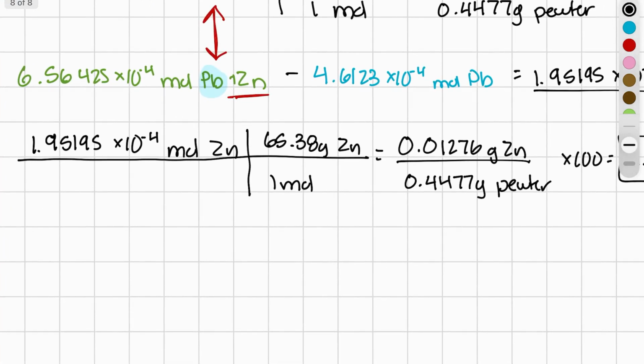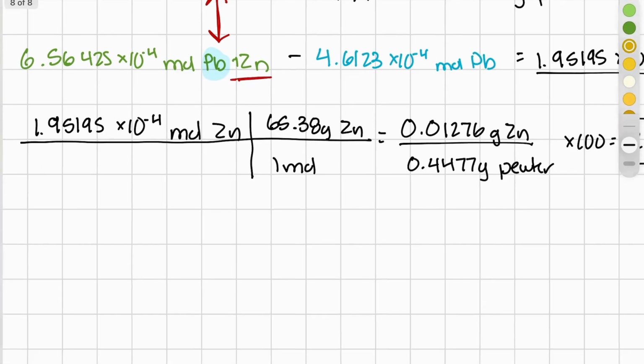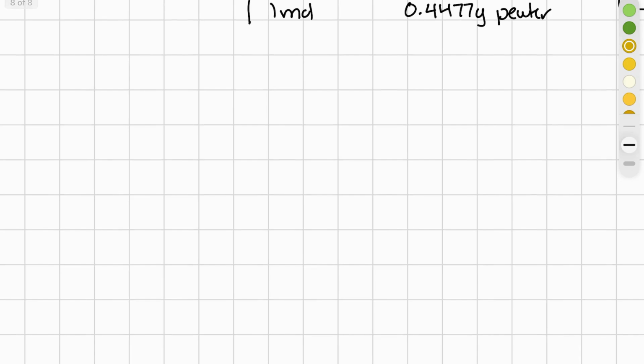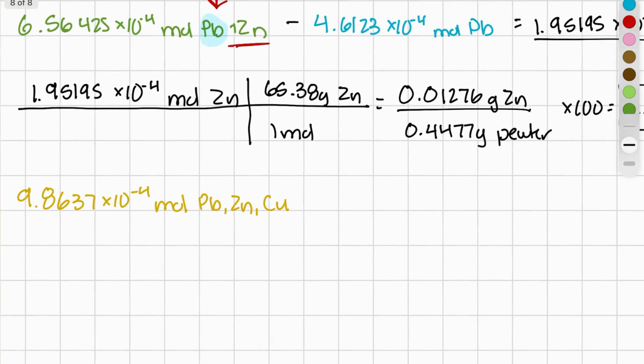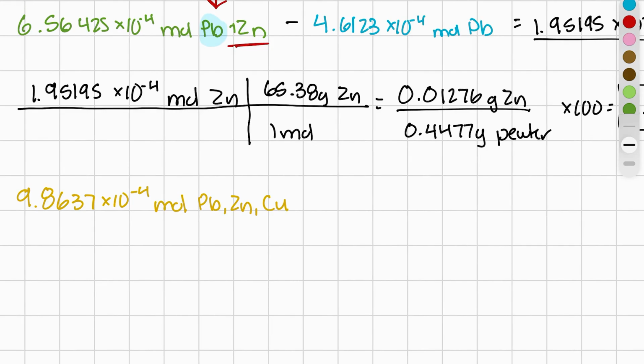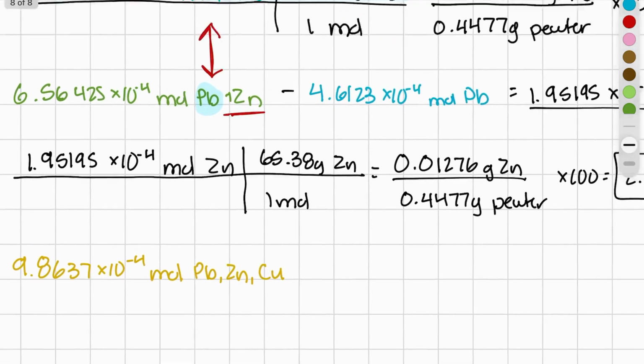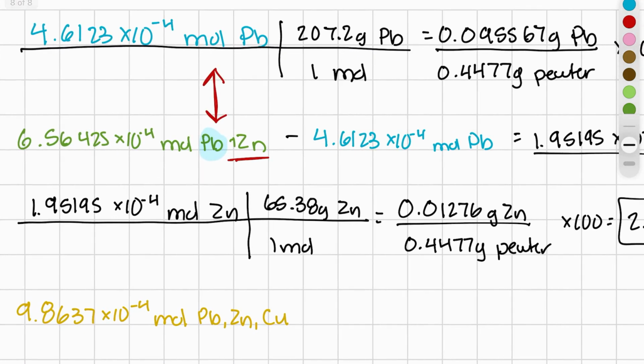Alright, now I'm going to do the same exact thing, but with the information we have from that first aliquot. So, if we know from the first aliquot that we have 9.8637 times 10 to the negative 4 moles of lead, zinc, and copper. What we do know, now there's a few ways we could do this, right? We know our lead and we know our zinc now. So I could take this and I could subtract from the individual moles we found.